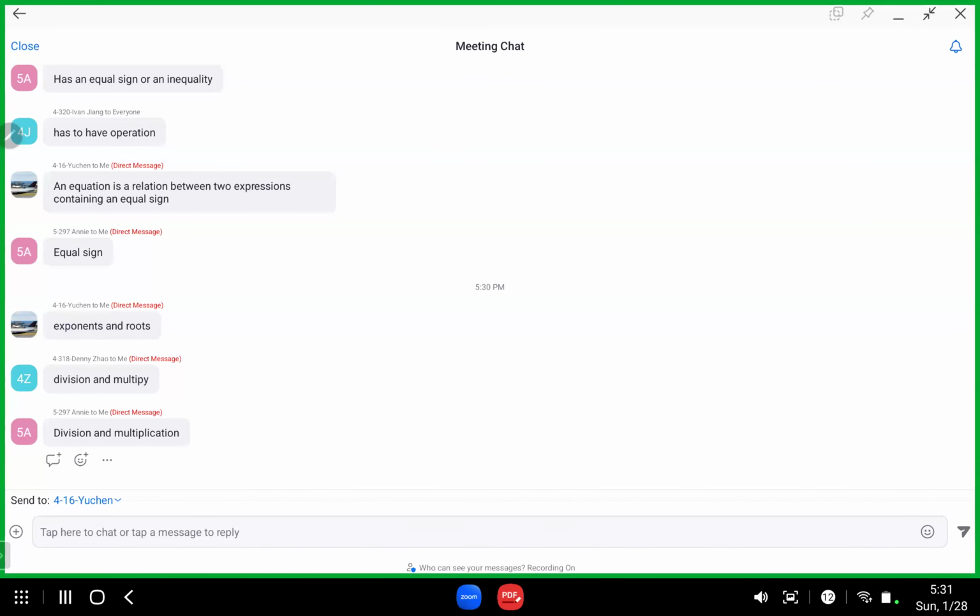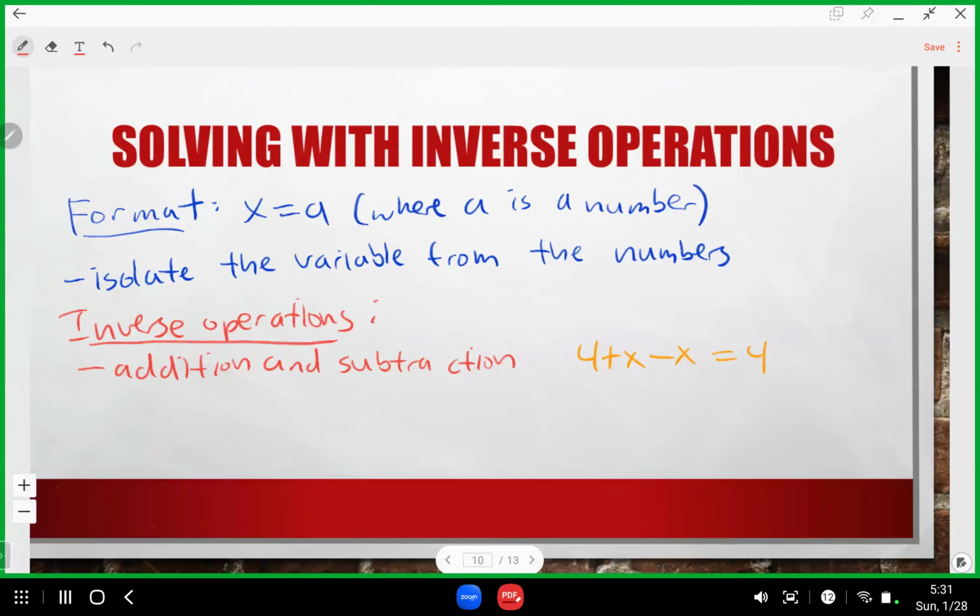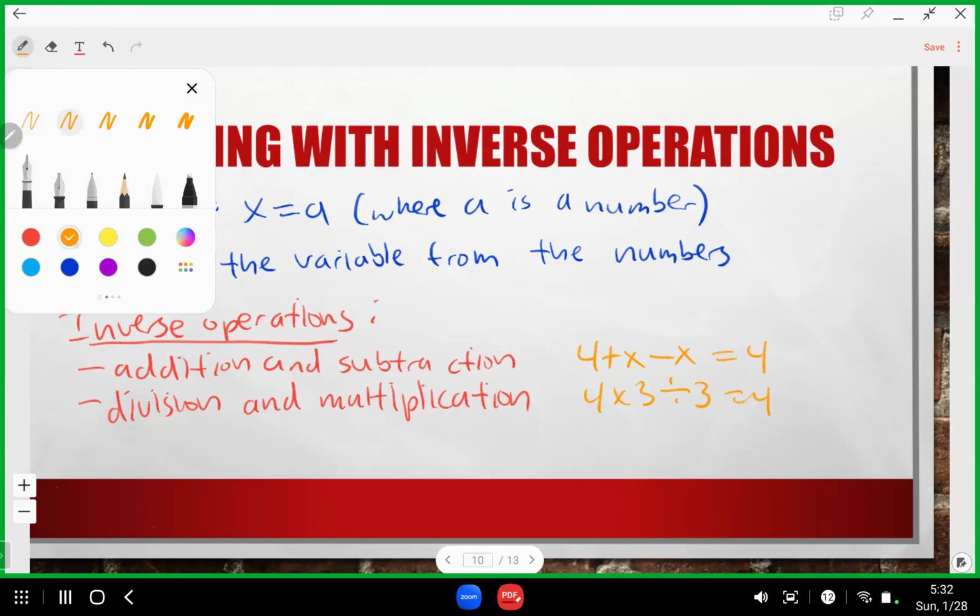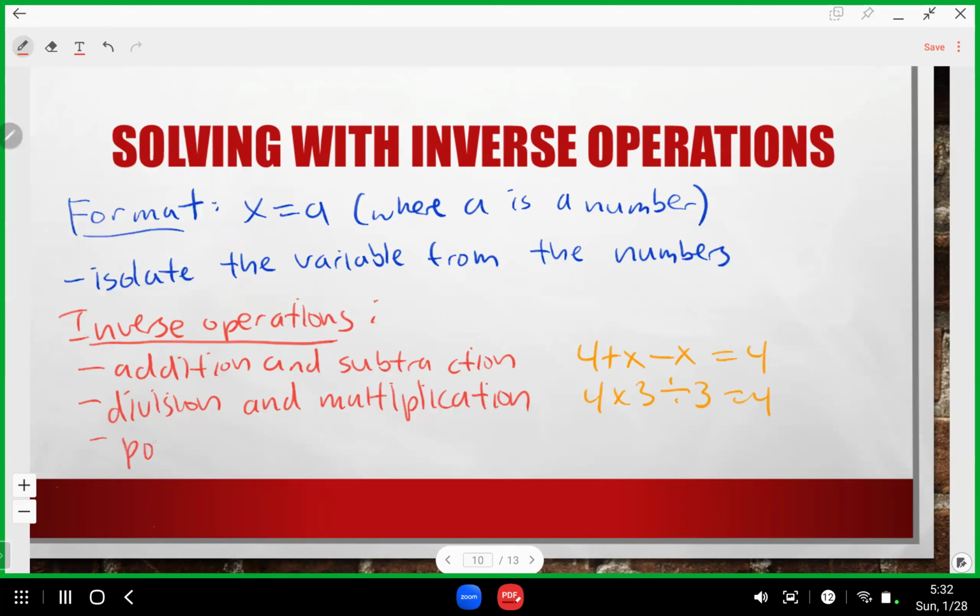So division and multiplication, very good. Whoever said division and multiply, very good. As you can see, these cancel each other out. For example, 4 times 3 divided by 3 is still 4. See how these cancel each other out? That's inverse operations. Now we can do power and root.